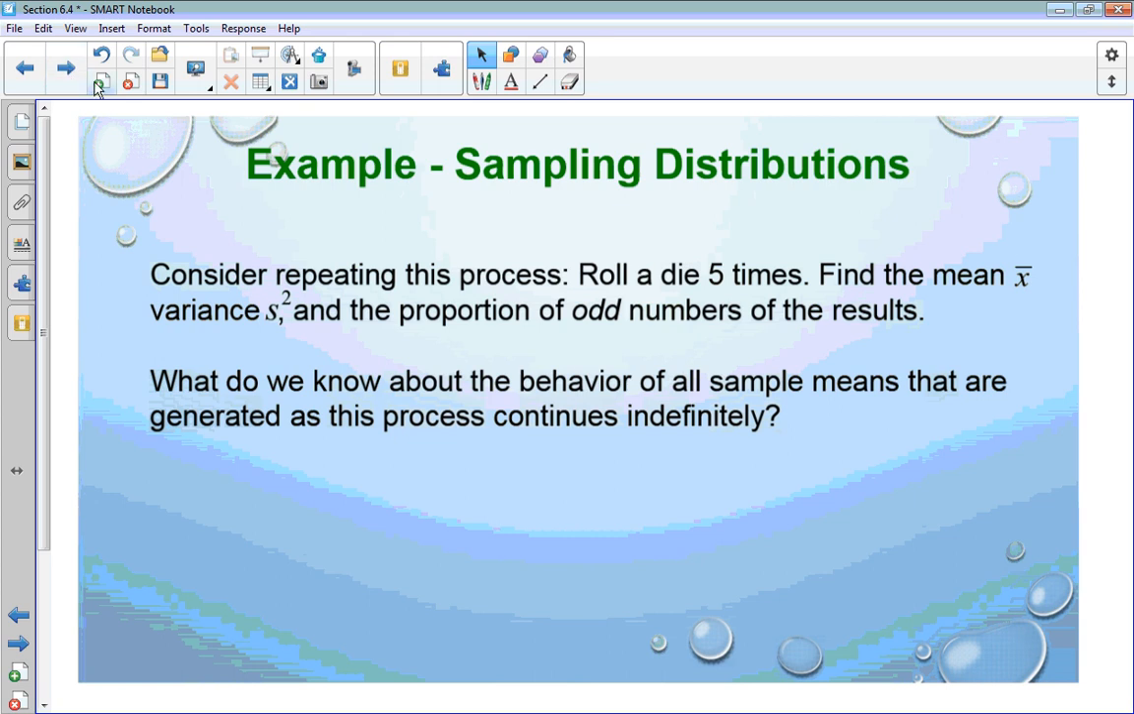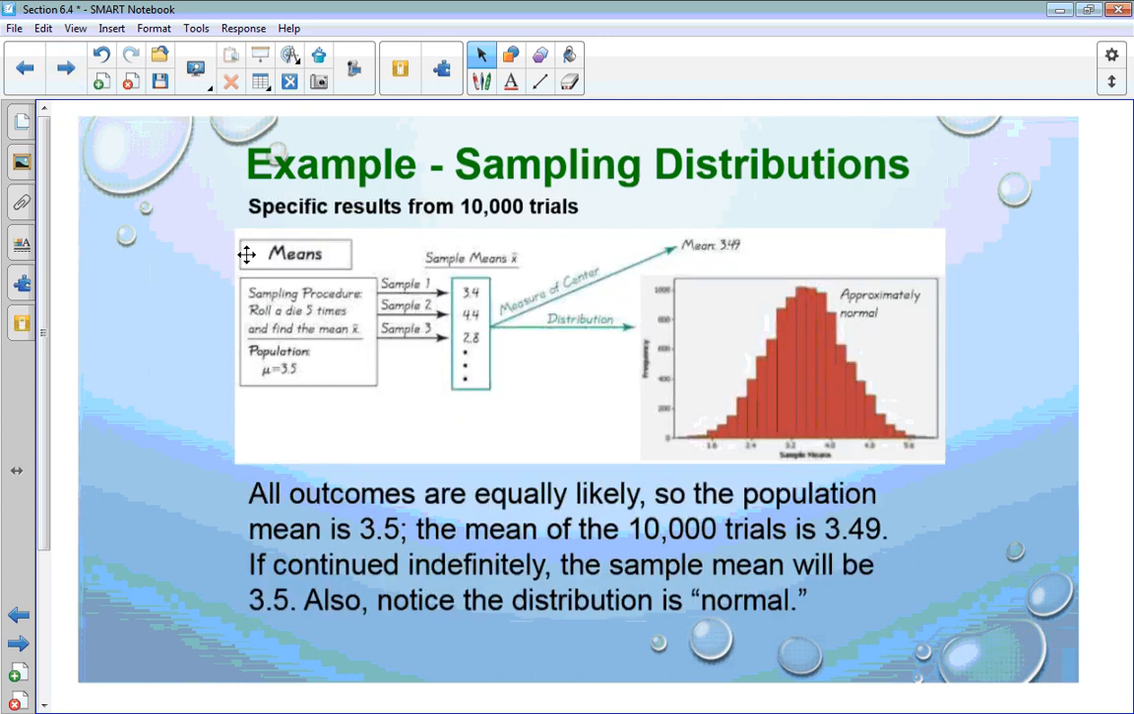So here's an example that was put together where we rolled a die 5 times. We find the mean x bar and the variance and the proportion of odd numbers of all the results. So let's take a look at what happens. So here's 10,000 trials that were done. Our first sample had a mean of 3.4. Our second sample had a mean of 4.4. Our third sample had a mean of 2.8. And we could go on over and over and over again.